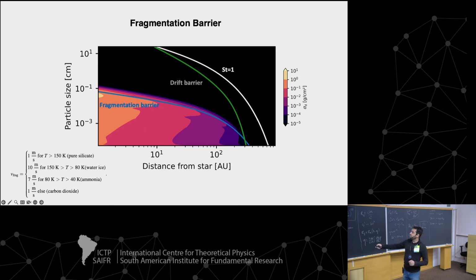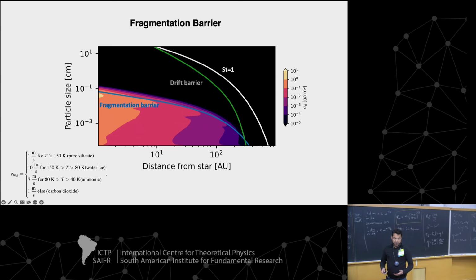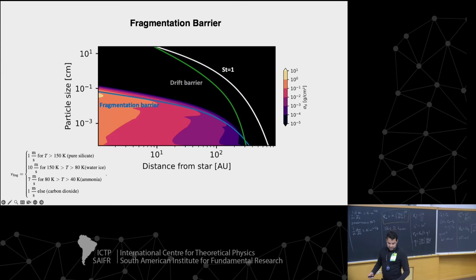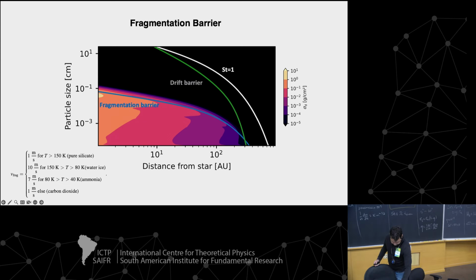So for this case here, it was assuming a fragmentation speed of 1 meter per second for the silicates and 10 meters per second for ices. So that led to the idea that maybe it would be much easier to form planets with ices, because the fragmentation speed of ice is much higher, so they would stick to each other in a better way.